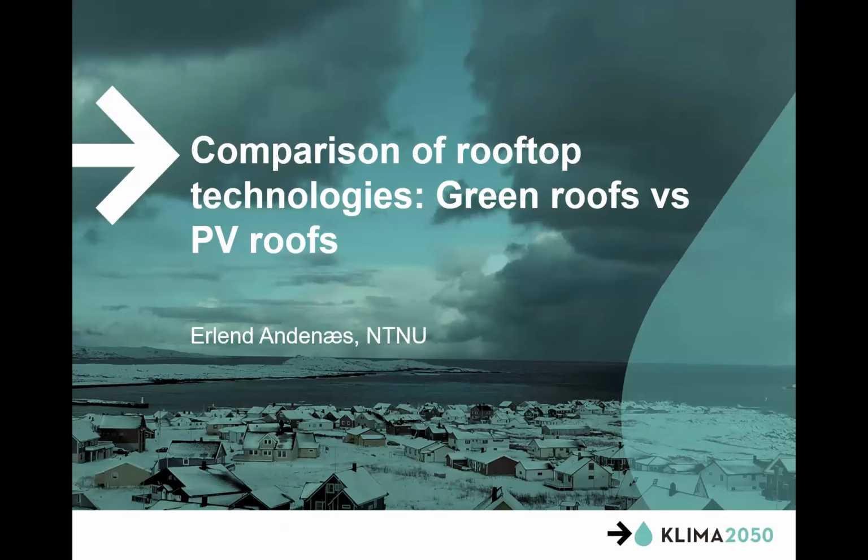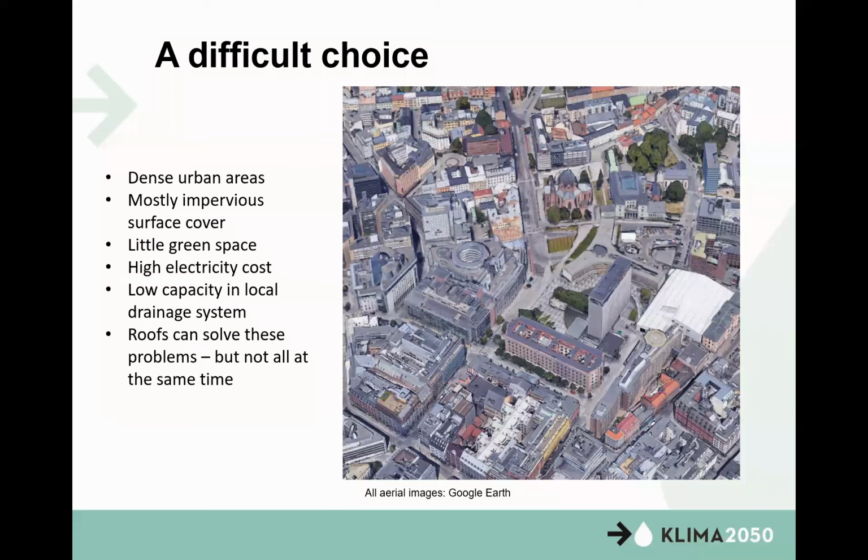So I haven't worked with solar panels since my master thesis days, but I'm mostly on roofs, so I dabble a bit in it. So for a roof in an urban setting, there are many difficult choices to be made. This is an example of downtown Oslo. It's a very dense urban area with surface covering that's mostly impervious. Rainwater will have to flow on the surface instead of infiltrating into the ground. So roughly 50% of all rain that falls there will flow on the surface.